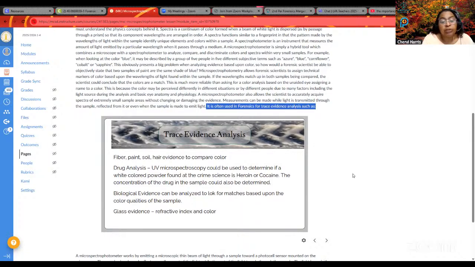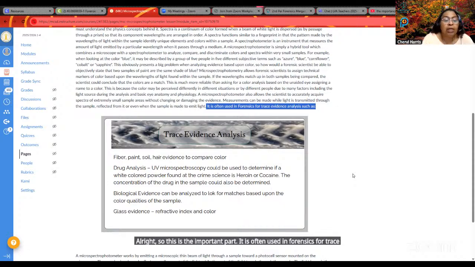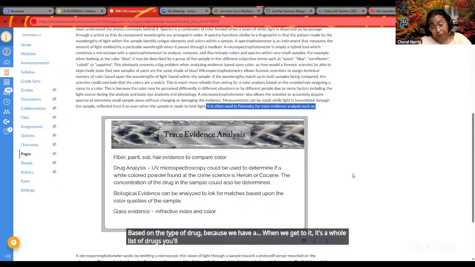All right, so this is the important part. It is often used in forensics for trace evidence analysis. And what are we analyzing? Paint fibers, hair fibers, drugs, different types of drugs. And later on, when we look at that, we're going to actually do drug testing, and they give you different colors based on the type of drug. When we get to it, it's a whole list of drugs you'll have to know and how to detect them.